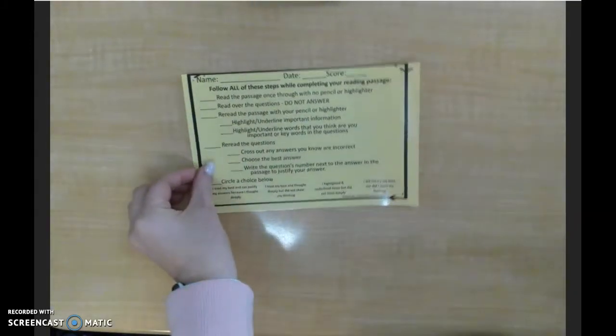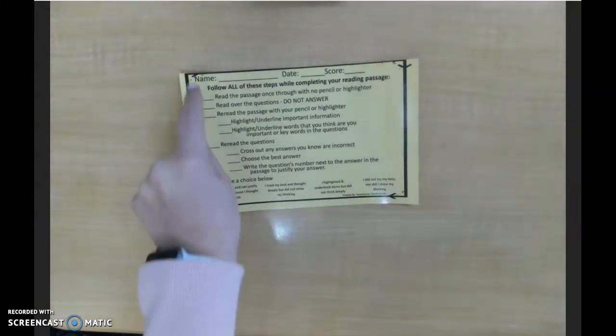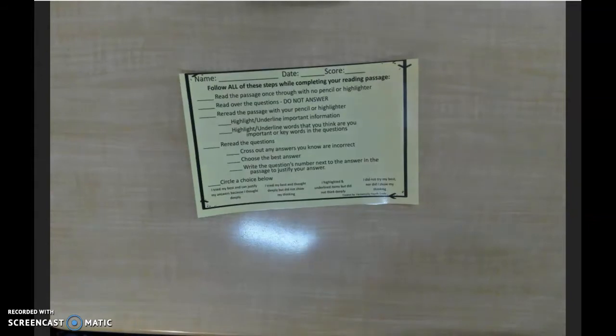Okay, so today we're going to be talking about how we are going to go about our spiral review. You're going to have your spiral review folder, and you're going to open it up and find a yellow sheet like this. It is laminated, so you could use whiteboard marker to make check marks on it if you would like. This is going to be your checklist for the entire week.